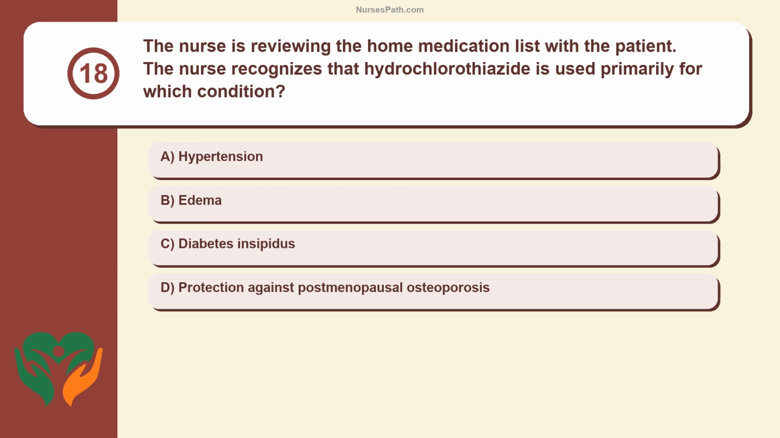Question 18. The nurse is reviewing the home medication list with the patient. The nurse recognizes that hydrochlorothiazide is used primarily for which condition? A. Hypertension. B. Edema. C. Diabetes insipidus. D. Protection against postmenopausal osteoporosis.